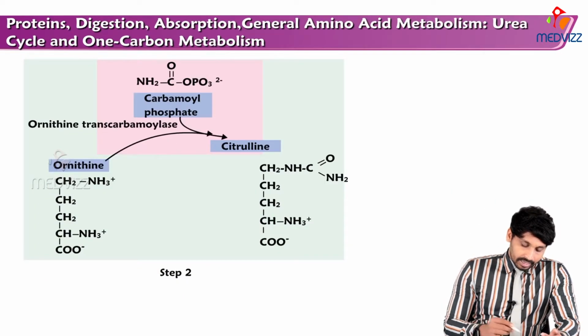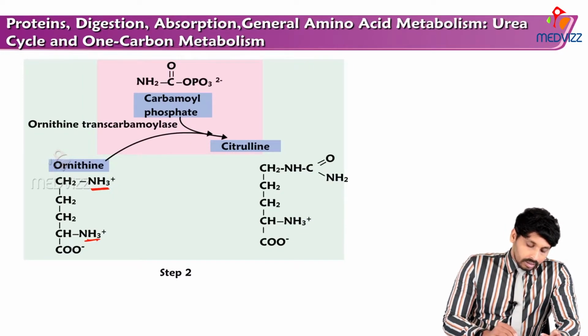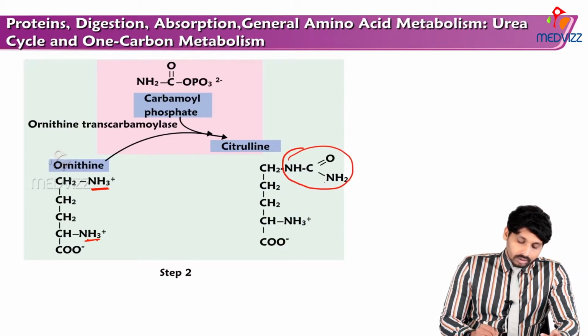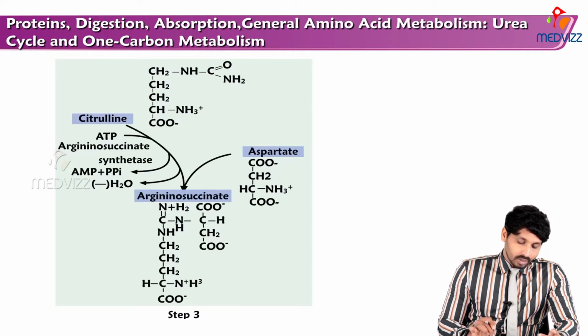The second step, again ornithine. Remember ornithine and its amino groups. This is the structure of citrulline. There is addition of this carbamyl phosphate to ornithine, so the phosphate group has been removed, and the carbamyl group has been added to the ornithine to form citrulline.